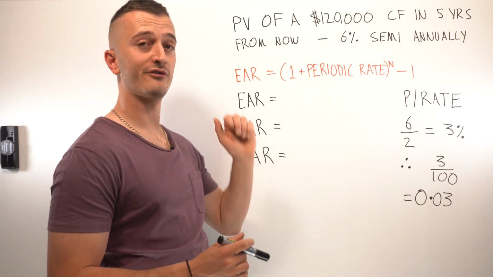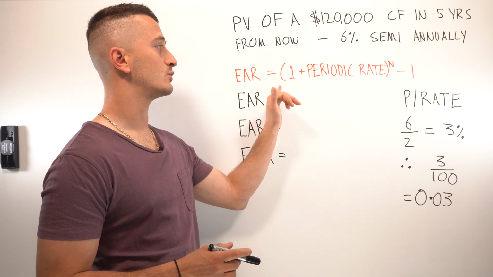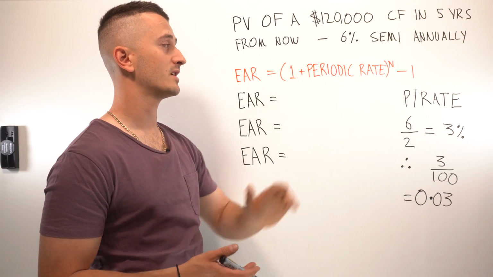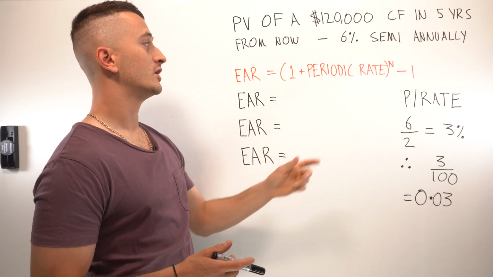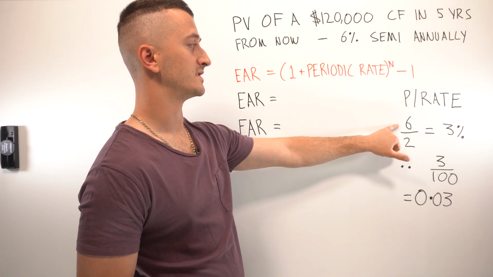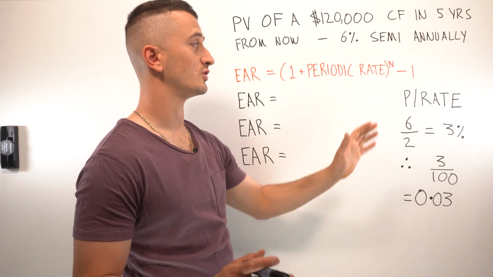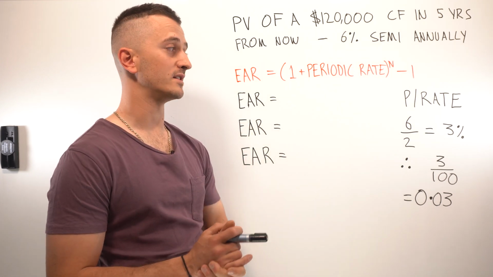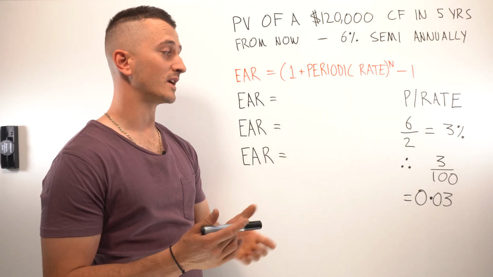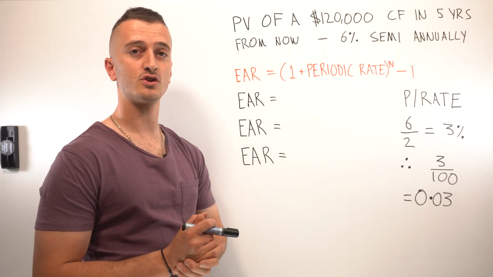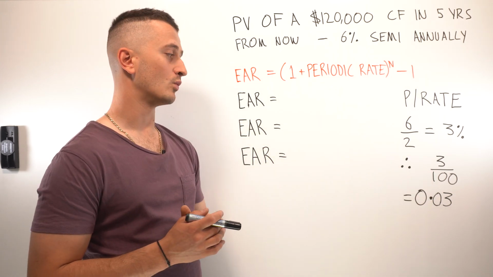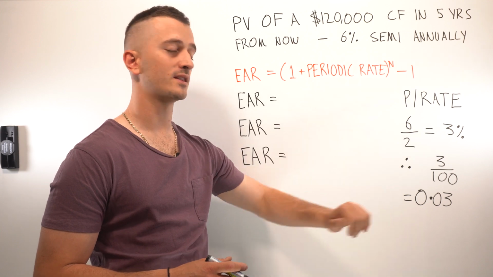So firstly, I've got the formula for EAR on the board. EAR is equal to 1 plus the periodic rate, to the power of N, and that's in parentheses, minus 1. Now, to get our periodic rate, I've just put it over here. I've already done it for you. To do that, all I did was I divided our 6% by 2, which is the 2 compounding periods in 1 year when talking semi-annually, and that gives you 3%. Now, like always, we can't use our percentage in the equation, so we need to convert it into decimal form. So therefore, 3 divided by 100 will give us a decimal value of 0.03.